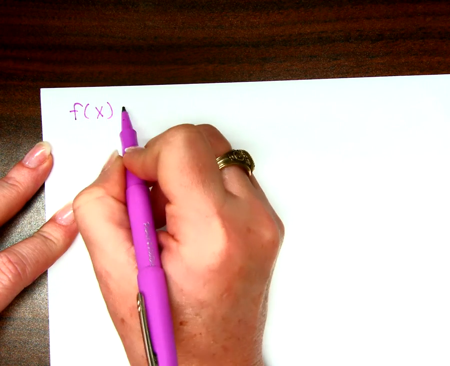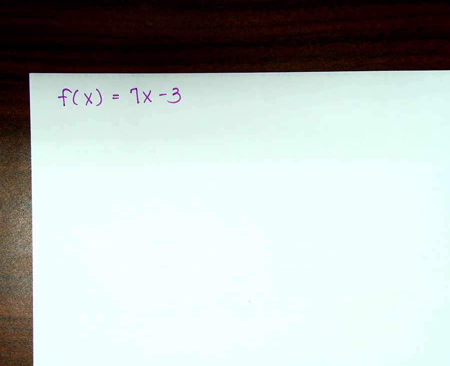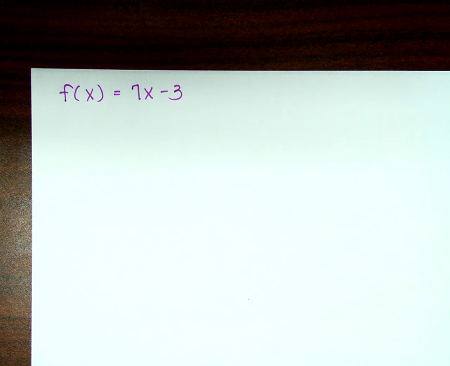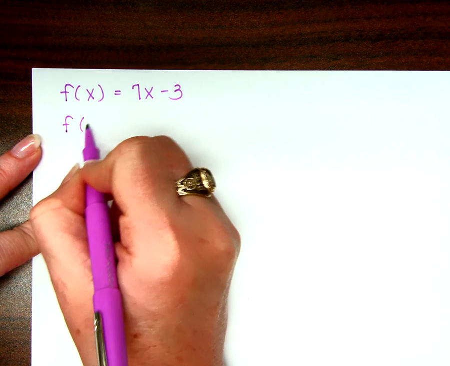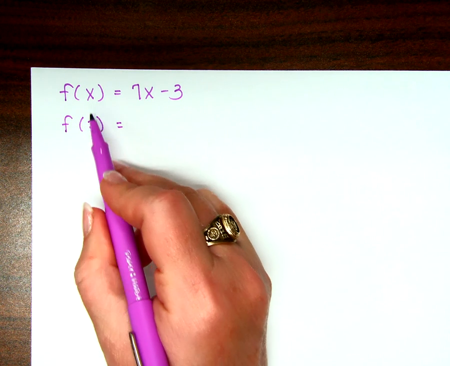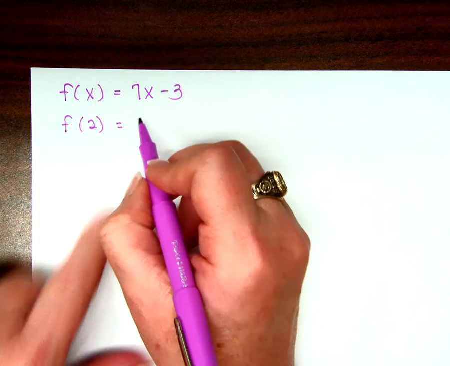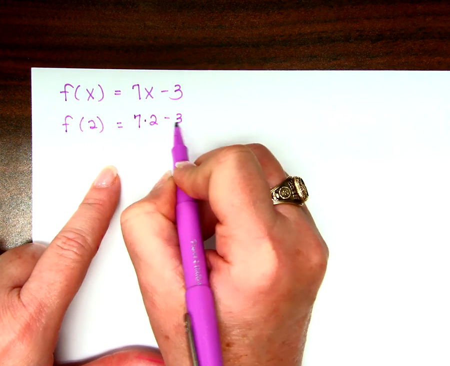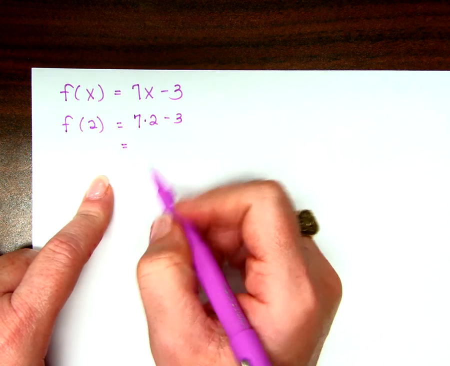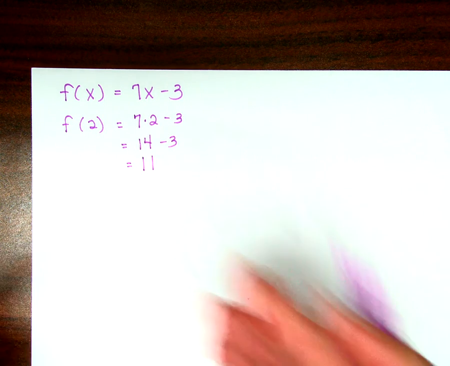F of x equals 7x minus 3. That's just me telling you that f of x is 7x minus 3. You okay with that? So what if I ask you for f of 2? What do I want you to do? Because what used to be here? An x. What did I put there now? 2. That means anywhere there's an x in the problem, I want you to put a 2. So 7 times 2 minus 3. What is 7 times 2? 14 minus 3? 11. That's the answer.